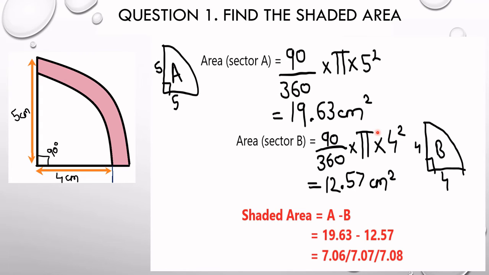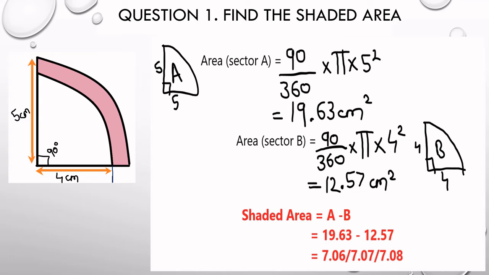You can directly put this value into the calculator. Shaded area is A because it is the bigger one, minus B the smaller one. 19.63 minus 12.57. Now here I've written 3 as the correct answer according to how many dp you are taking. Here I've rounded it to 2 dp, so I was getting 7.06. You may get 7.07 if you don't round it to 2 dp. So this was our first question.